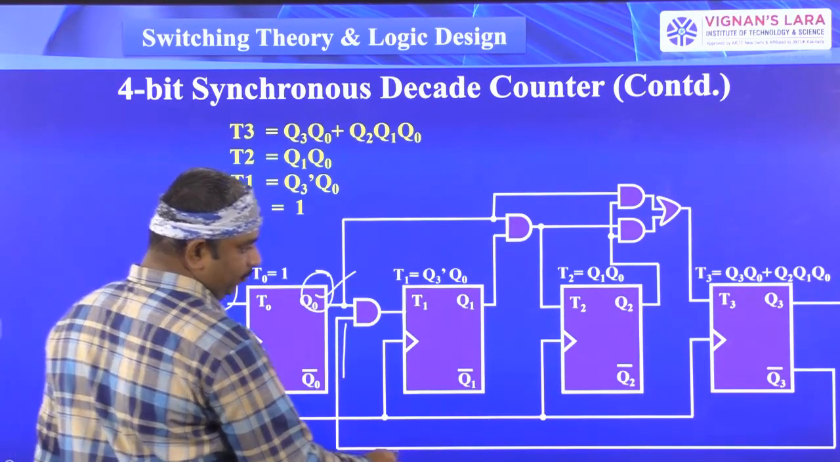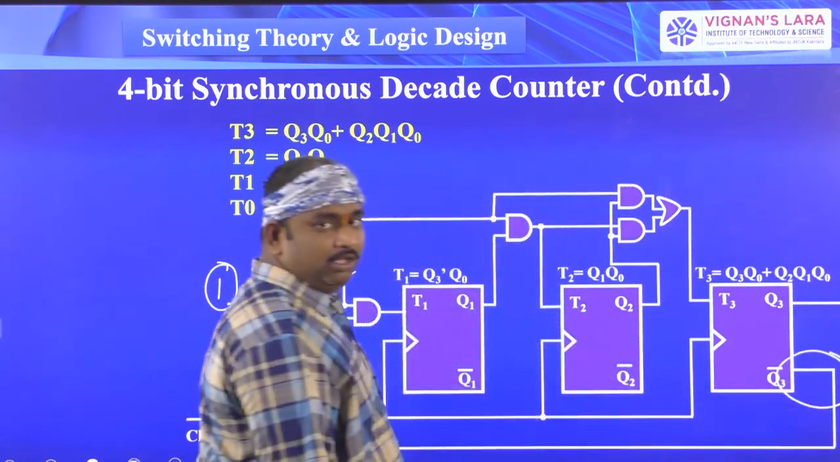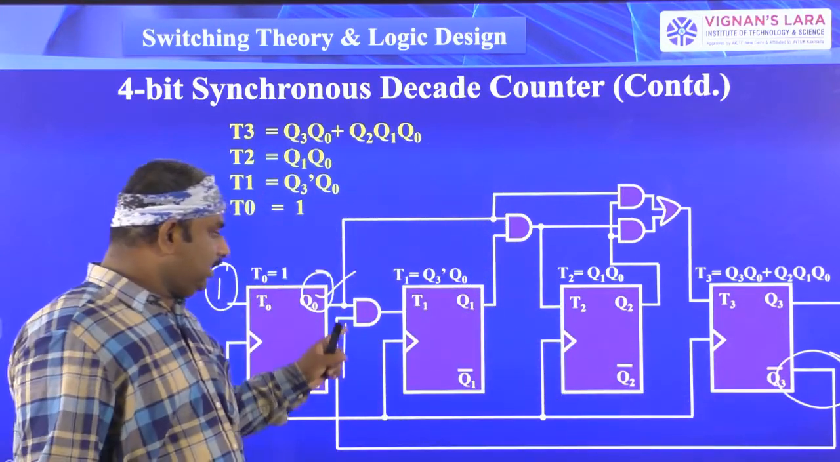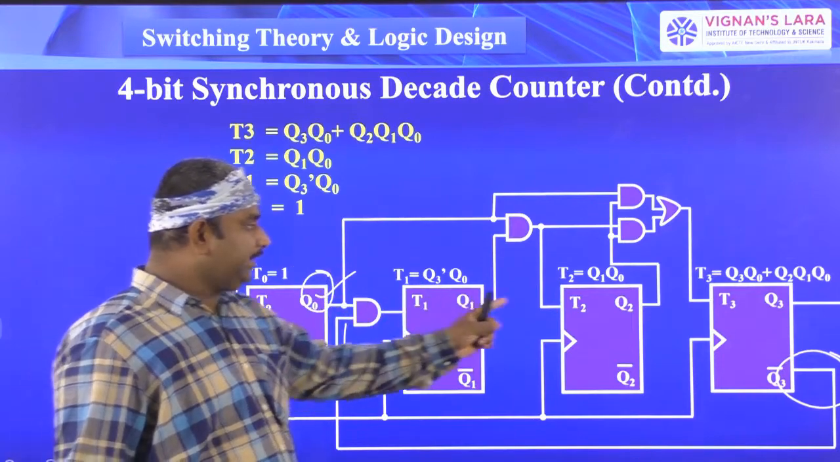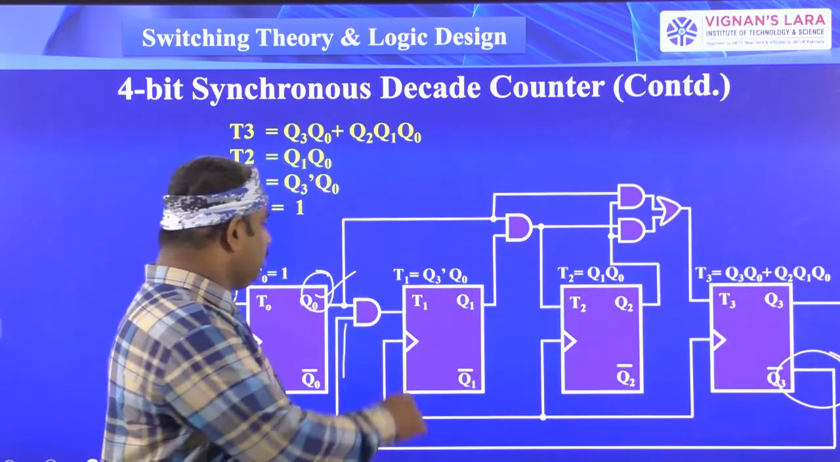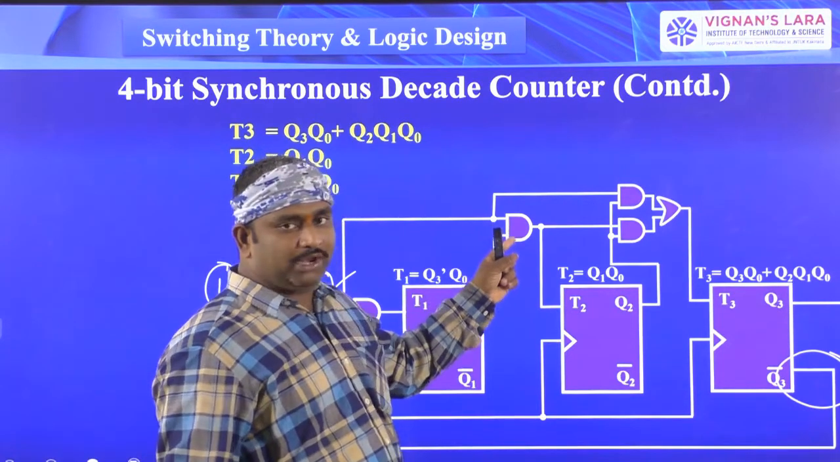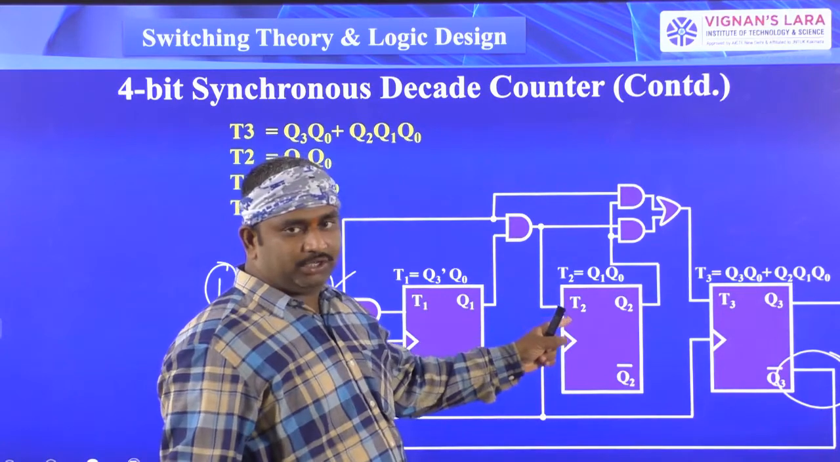See here, the second input is Q3 bar. That Q3 bar I have connected to this AND gate. The AND gate output I have connected to the T1. Next, T2 is equal to Q1 Q0. So take this Q0 output and Q1 output. These two outputs you have to connect to this AND gate. This AND gate output is connected to the T2.